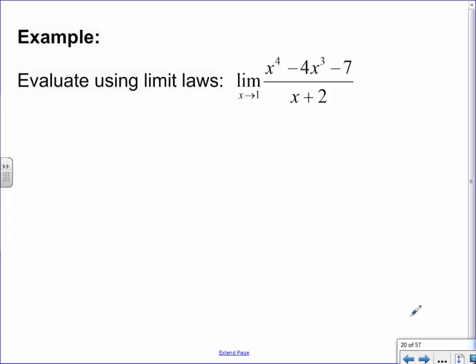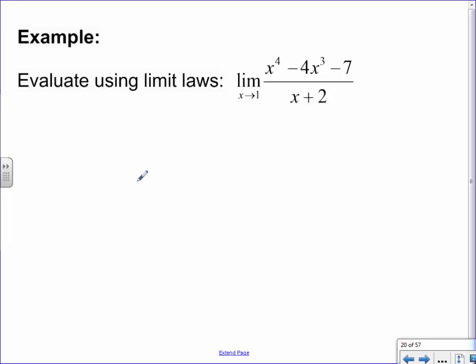So let's try something a little more challenging now. Let's try working with this. Now, right off the bat, do I have any issues plugging in x being 1? Like, for example, if I plugged in 1 right here, is it going to cause me a problem? No. I mean, if it was x minus 1, I might have an issue, but we're good. But I want to show you how limit laws could work here.